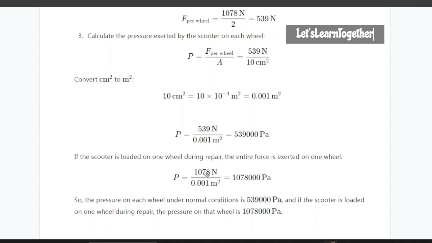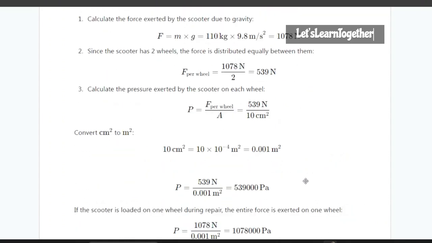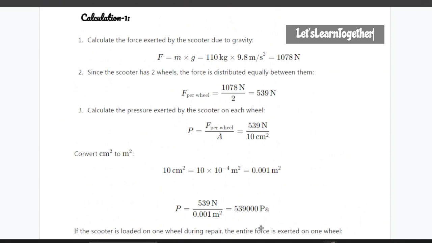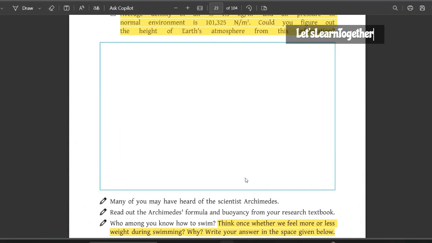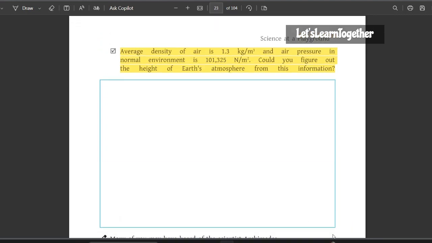So we did it, and the answer came 10,78,000 pascals. So the pressure on each wheel under normal conditions is this, and if the scooter is loaded on one wheel during repair, the pressure on that wheel is this. So I hope you have seen the answer properly. Now we will go to the next question. So this is another mathematical calculation. Let's see what the solution is.